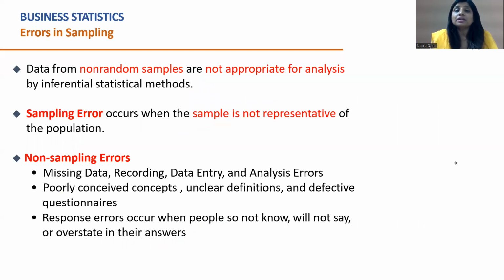Data from non-random samples are not appropriate for analysis by inferential statistical methods. Second, sampling errors occur when the sample is not representative of the population. Whatever sample we are taking is not fully representing the population. And non-sampling errors: missing data, recording or data entry errors, analysis error, poorly conceived concepts, unclear definitions, defective questions in the questionnaire. Response errors occur when people do not know, will not say, or overstate in their answer. Sometimes the respondents don't know the meaning of the questions.